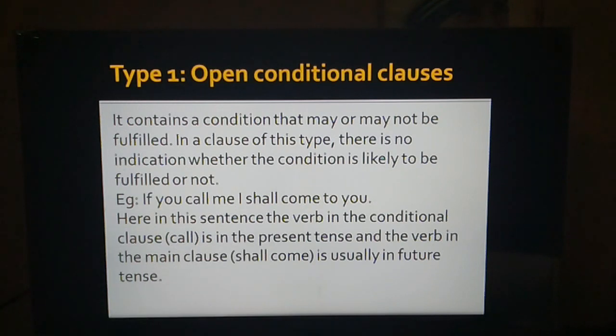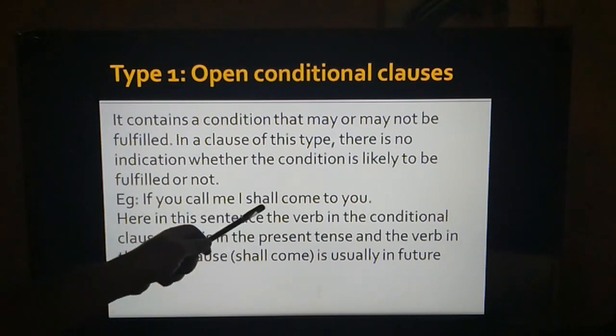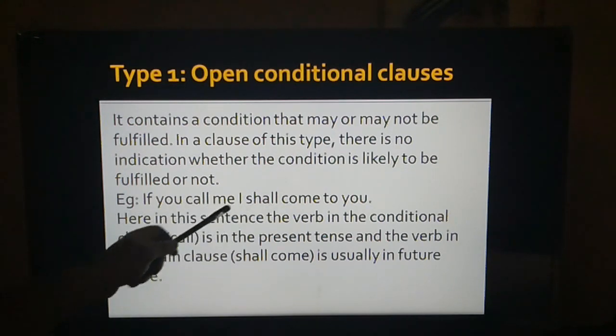So we have here in this open conditional, we find a change from the zero conditional. There, everything is almost similar, but instead of simple present there, here it is shall. If you call me, I shall come to you. If you call me, comma is necessary there. I shall come to you.